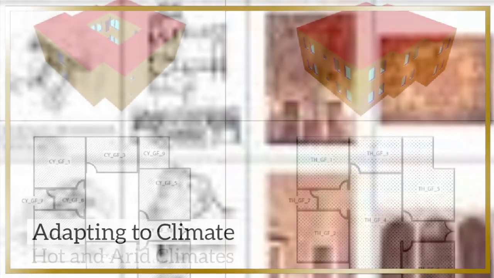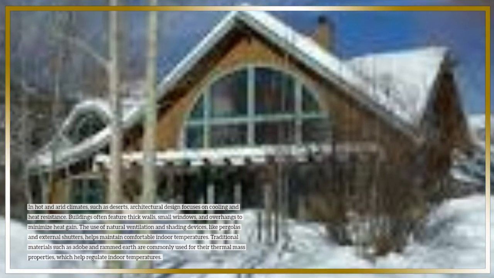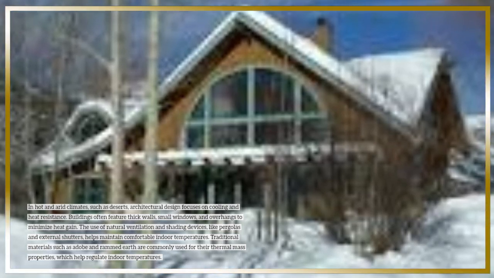Adapting to climate. Hot and arid climates. In hot and arid climates, such as deserts, architectural design focuses on cooling and heat resistance. Buildings often feature thick walls, small windows, and overhangs to minimize heat gain. The use of natural ventilation and shading devices, like pergolas and external shutters, helps maintain comfortable indoor temperatures. Traditional materials such as adobe and rammed earth are commonly used for their thermal mass properties, which help regulate indoor temperatures.